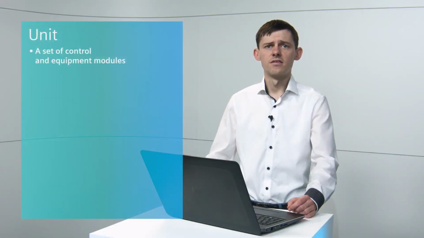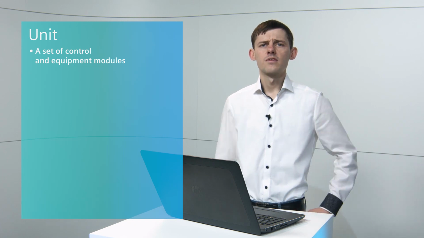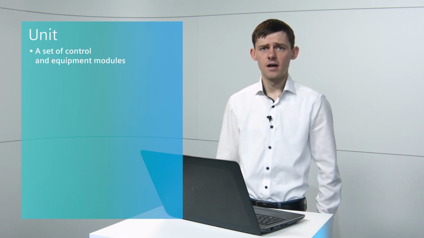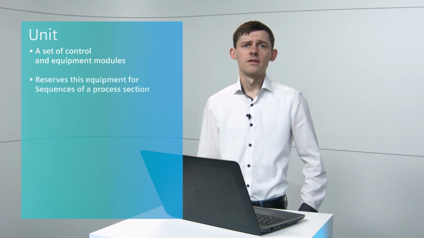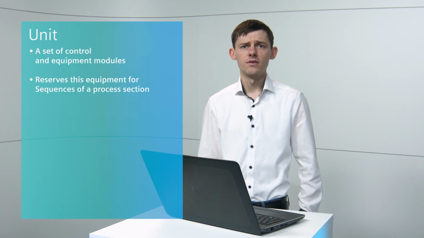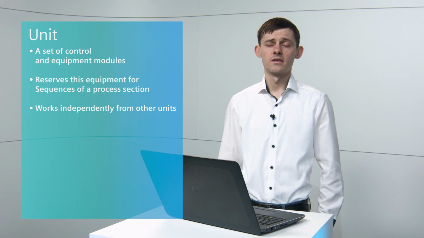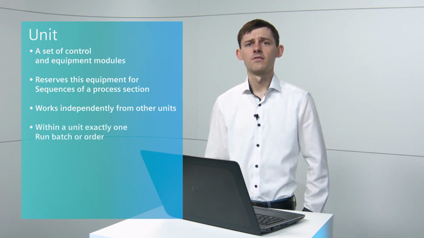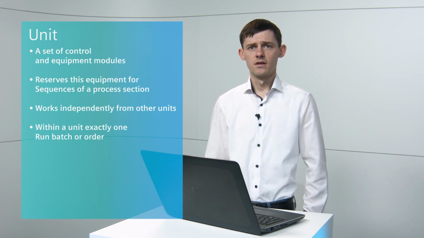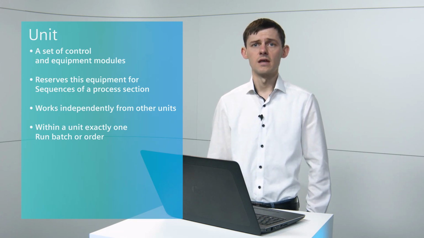A unit is a combination of control and equipment modules with which a certain sub-process is processed. A unit occupies this equipment and contains the logical sequences for the process section. A unit works mainly independent from other units. The sequence of a unit can only execute one batch or one order at a certain time, which means that parallel running processes require several units.